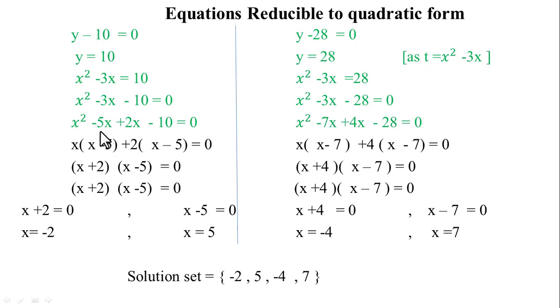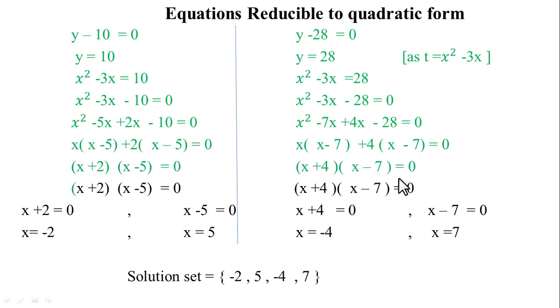Taking common x from the first two terms, we get x into x minus 5, and taking common 2 from the other terms, we write x into x minus 5 plus 2 into x minus 5. Similarly, common x, so x into x minus 7, and taking common 4, plus 4 into x minus 7 is equal to 0. Now we have x plus 2 into x minus 5 is equal to 0, or x plus 4 into x minus 7 is equal to 0.